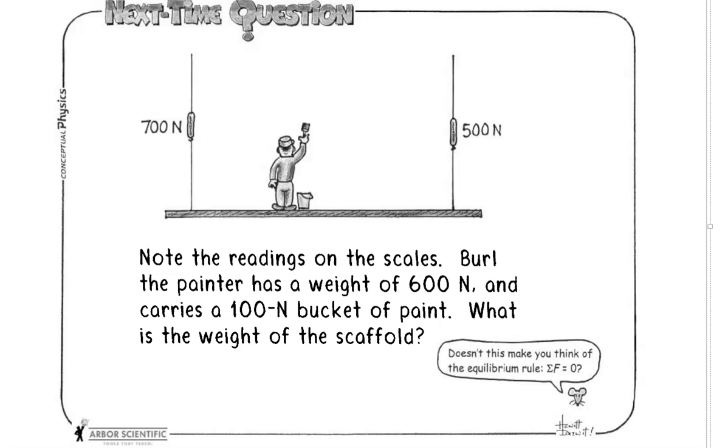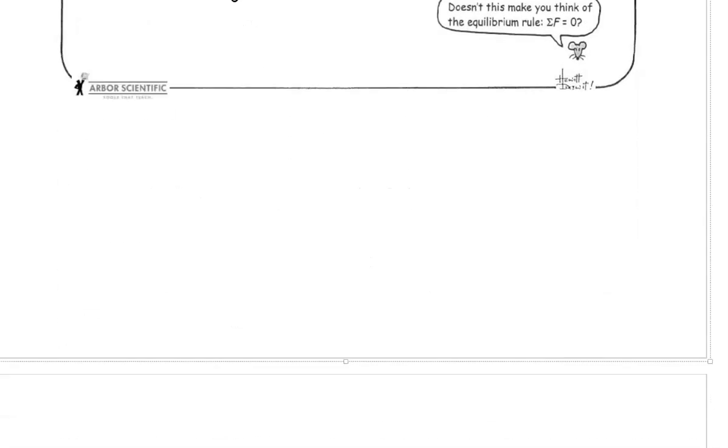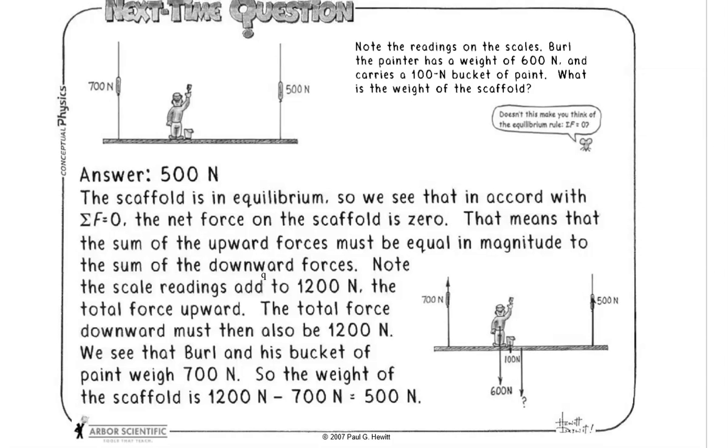All right, so hopefully you've had a chance to think this through. If 600 newtons and 100 newtons adds to 700 newtons, then the entire weight of him, the bucket, and the scaffold is 1,200 newtons based on the two spring scales, which means that the scaffold itself must be 500 newtons. So here's the answer that Paul Hewitt has on his, but it says essentially the same thing I just said. We'll pause the video and read through that if you need to. All right, 500 newtons. Hopefully that's a pretty good understanding.